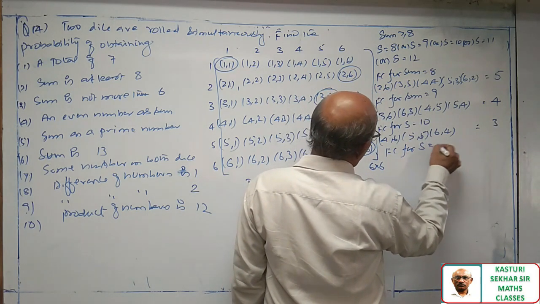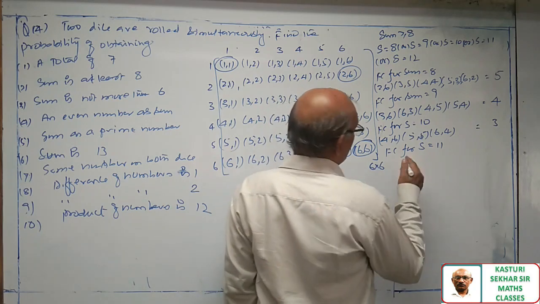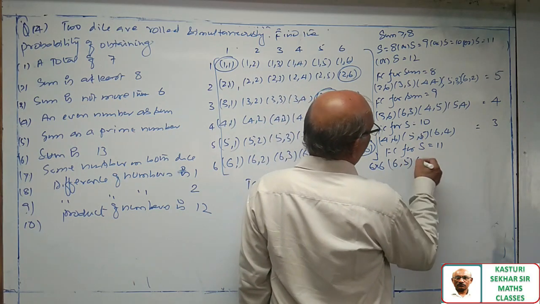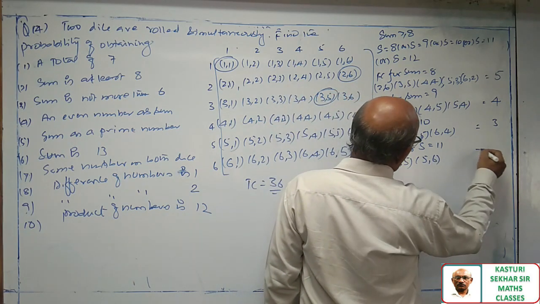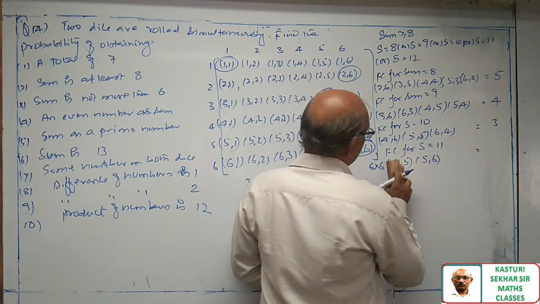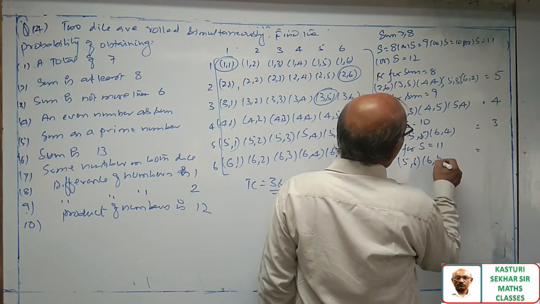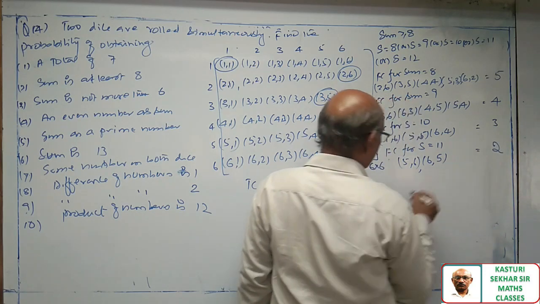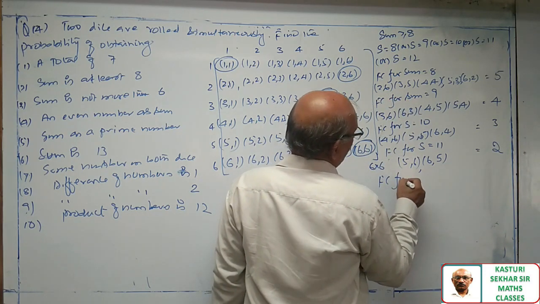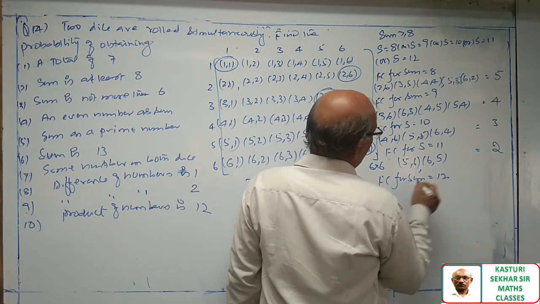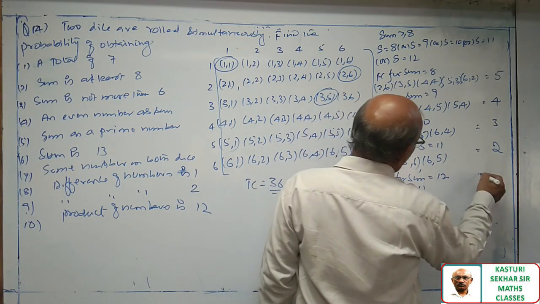Favorable cases for sum is equal to 11. 6 comma 5 and 5 comma 6. 2 cases. Favorable cases for sum is equal to 12. There is only one case, 6 comma 6.